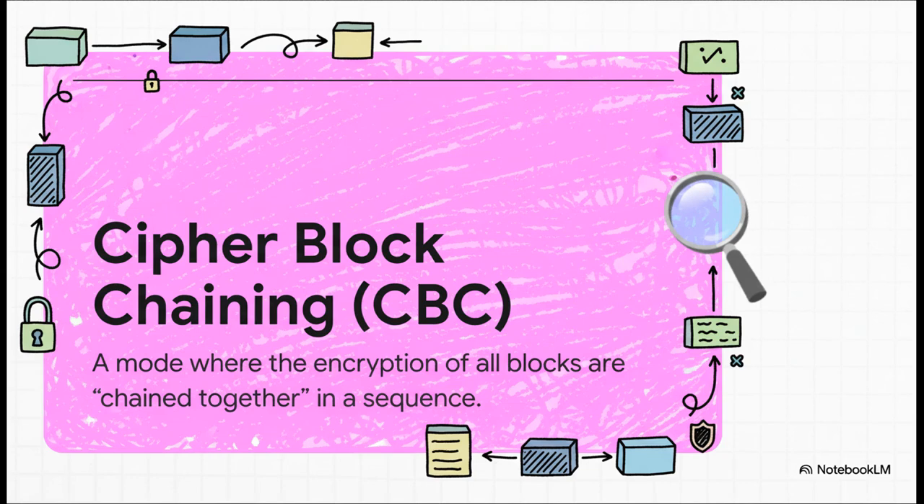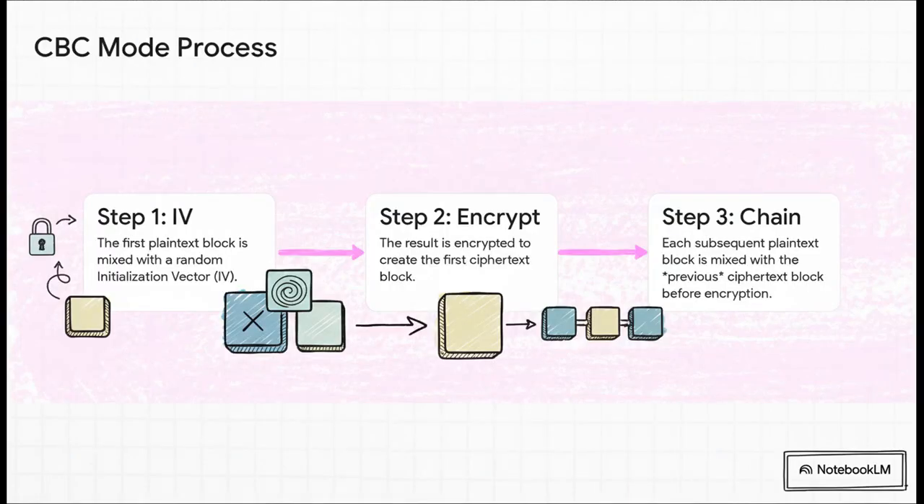All right, so the first big improvement we're going to look at is called cipher block chaining, or CBC. And the name pretty much gives the game away, right? The blocks aren't independent anymore. They're chained together. So here's how CBC completely fixes that big problem with ECB.